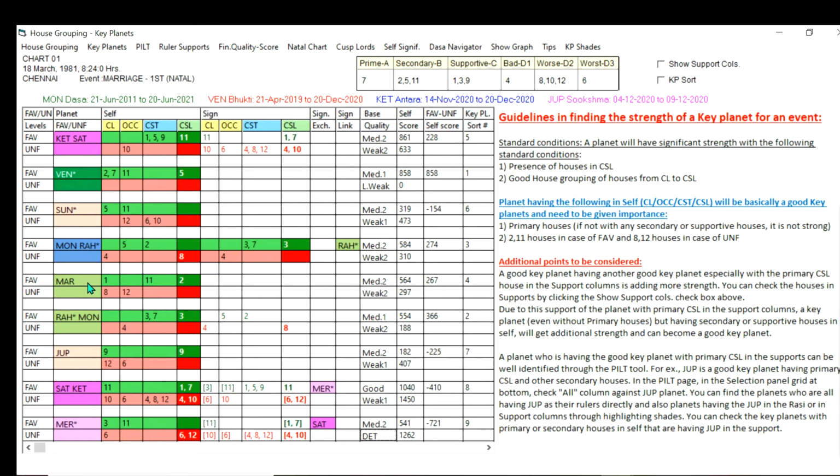Then Mars is green color, good only. 1, 11 and 2 cuspal sublord. 2 and 11 are there, but 8 and 12 are there. So it is indicating that obstacles are indicated by the Mars. So we can keep this Mars under the medium list.